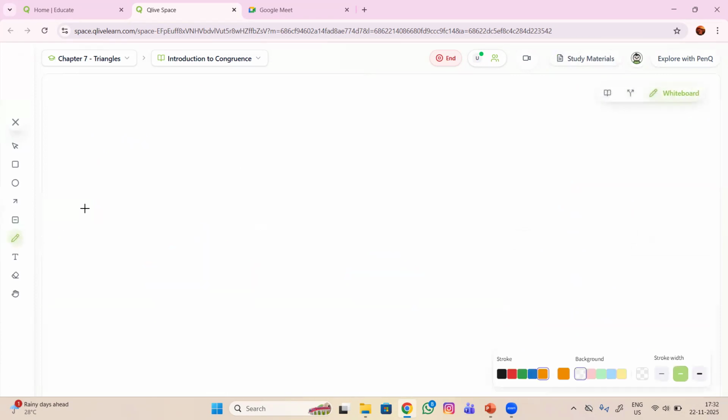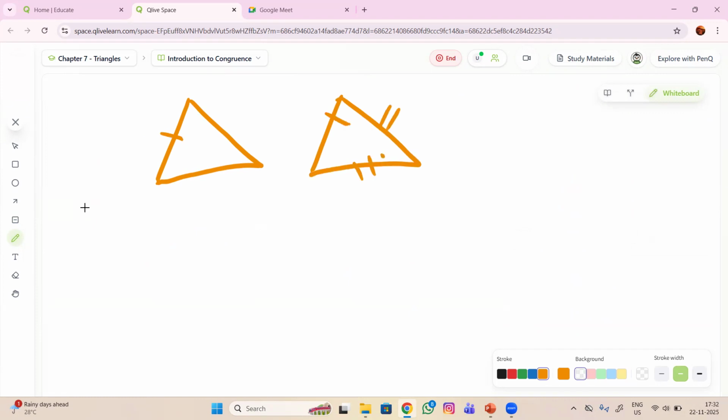I will show you what we just write. If two triangles are said to be congruent, the three sides are equal to the three sides of the other triangle, and the three angles are always equal to the three angles of the other triangle.